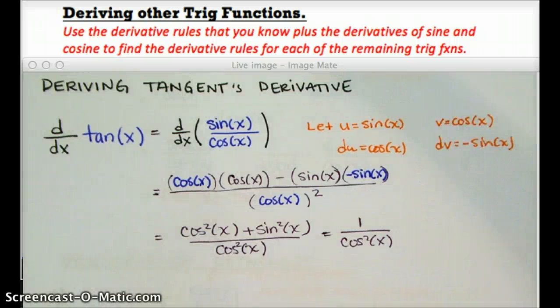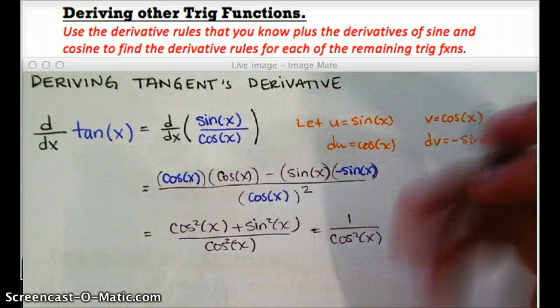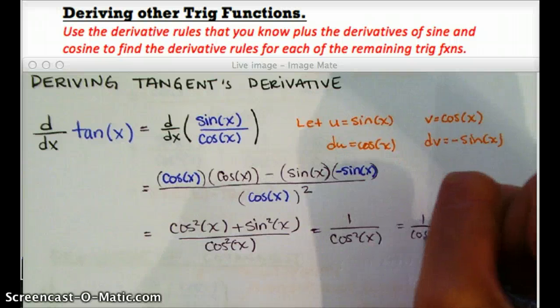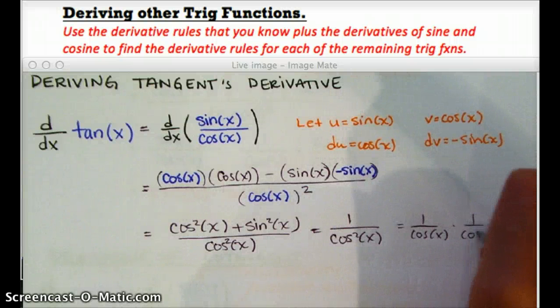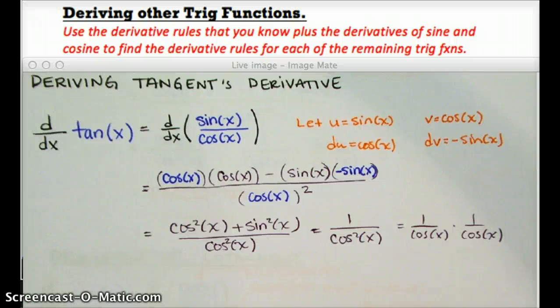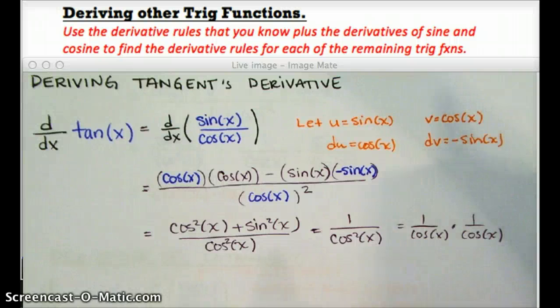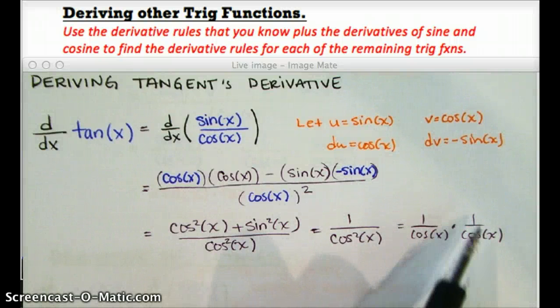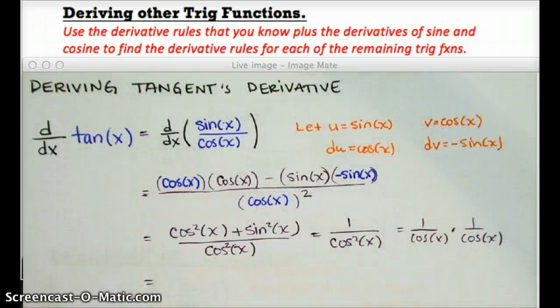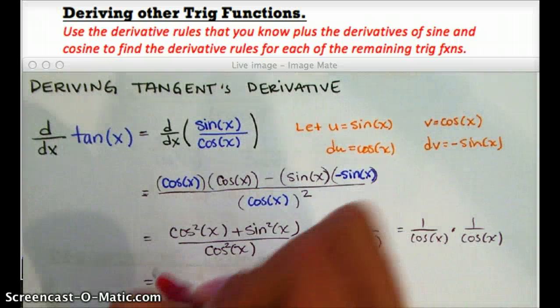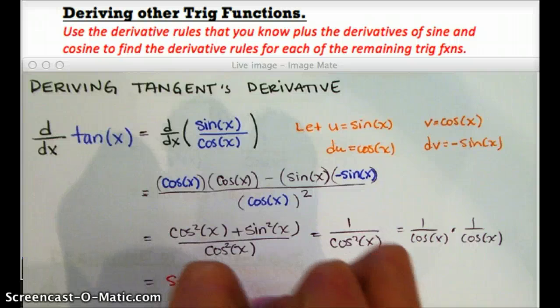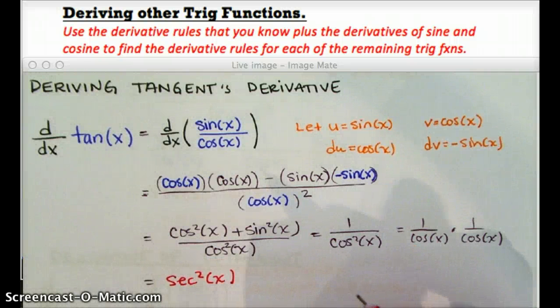And in some worlds, that would be a fine way to write the answer. There's actually a slightly more succinct way to do it, which is if you think about it, this is really just 1 over cosine times 1 over cosine. And we have another name for 1 over cosine. 1 over cosine is the same thing as secant. So actually, this is secant times secant, or in other words, the derivative of tangent is secant squared of x. And that's it. That's the derivative. That's the most simplified answer.